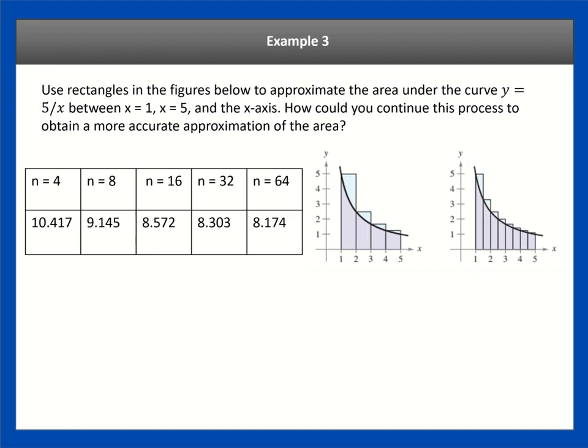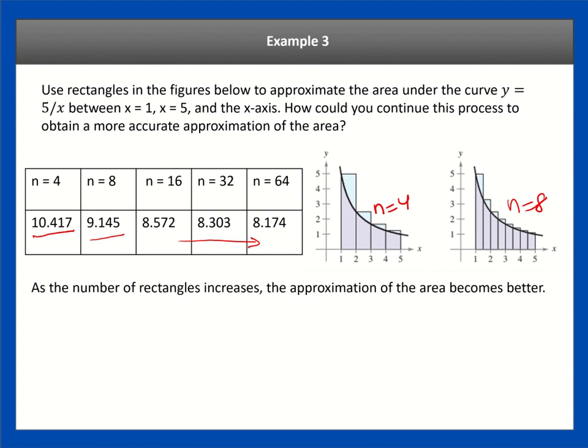It's getting more accurate. So if I repeat this process, this is for n equals 4 rectangles, the first situation that we looked at, and this is n equals 8 rectangles. As we double the amount of rectangles and we keep doing that, what's happening to the area? Well, this is the first situation, this is the second situation, the area is going down, but it's approaching something, right? The area is actually approaching a value. So notice that as the number of rectangles increases, the approximation of the area becomes better.